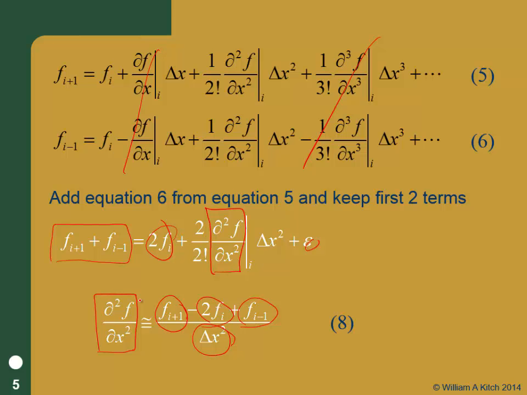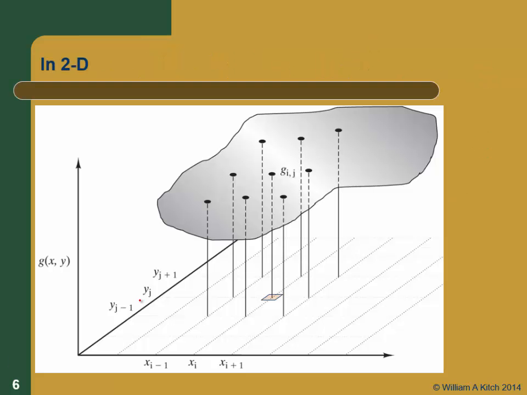Oh, and I got to do it in 2 dimensions too. But doing it in 2 dimensions is easy. I just did it in 1 dimension because it was easier to talk about. So now I have a function that's g of x and y instead of just of x. And I'm going to start off at this point right here, which is xi, yj. I'm going to use the same notation, except I got i's and j's now. So this is gij. It's not gi joe, it's gij, which is the value of g at x and y.